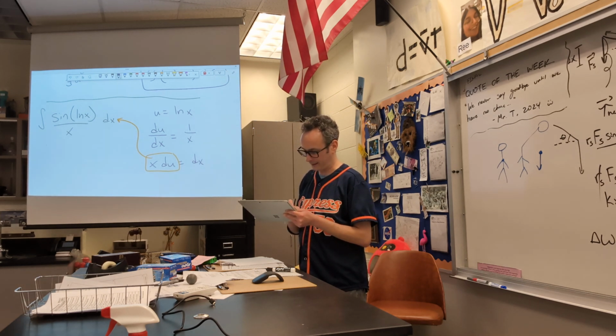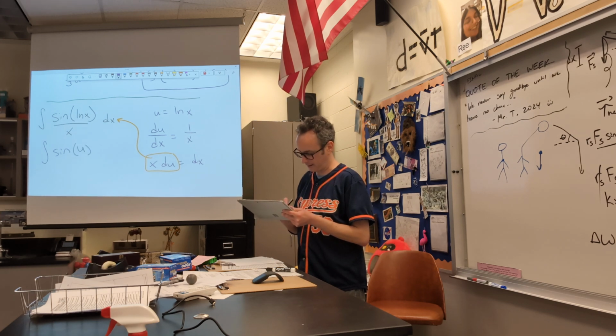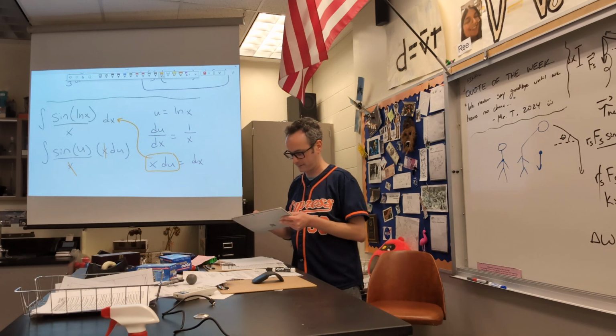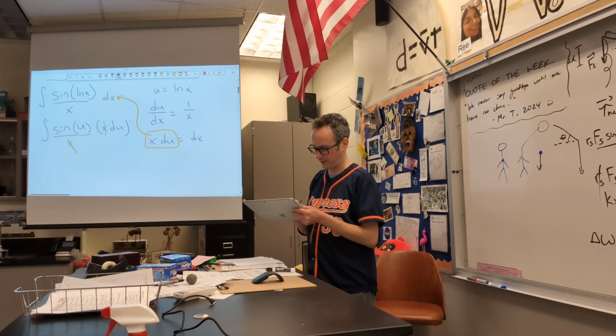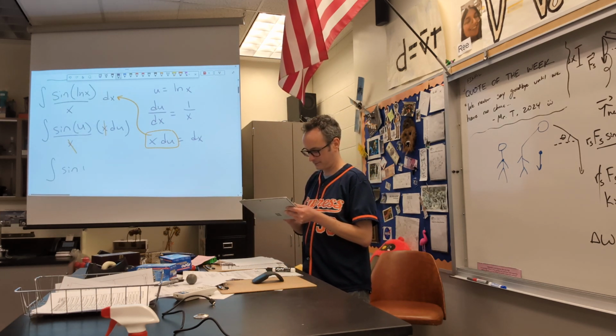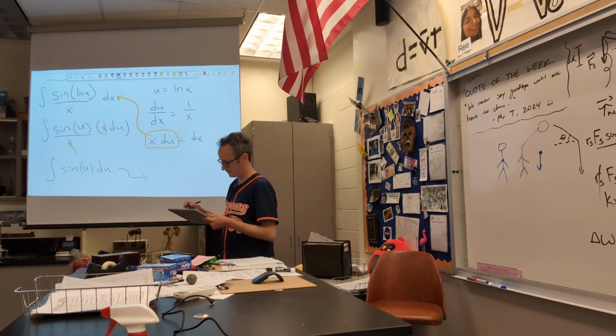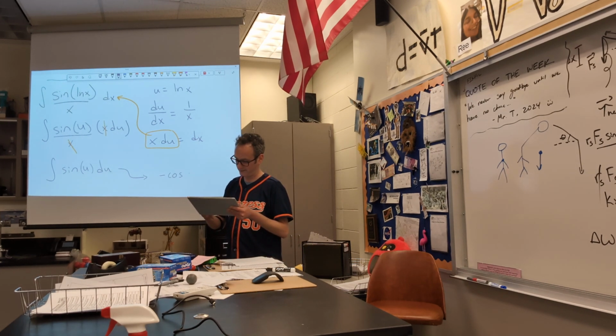Now this becomes the integral of sine of u over x, and then we have x du replacing dx. You can see the x cancels out. Much easier integral. Do we recall the integral of sine of u? Negative cosine of u, but u is the natural log of x, so I can plug that back in, plus c.